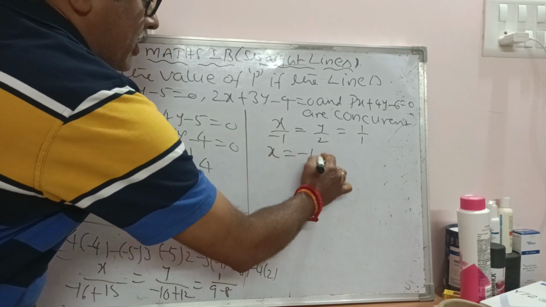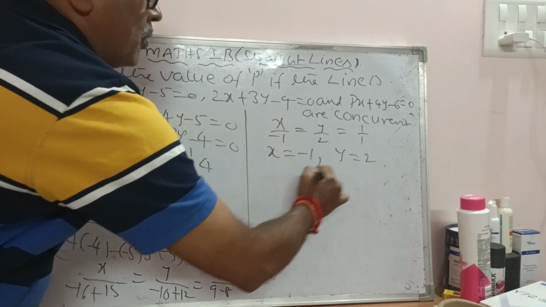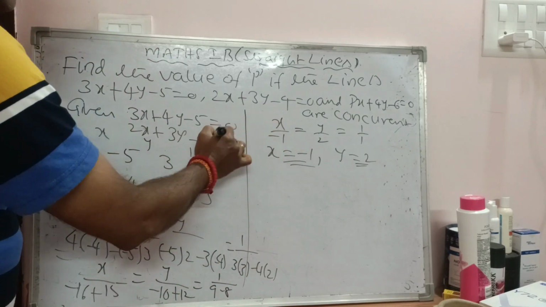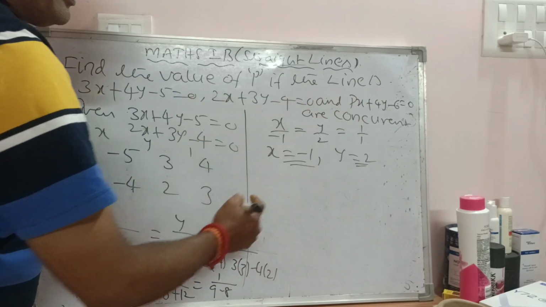Therefore x is equal to minus 1, y is equal to 2. So this is the point where these two lines meet. It is the point of intersection of these two lines. The third line should also meet at the same point.